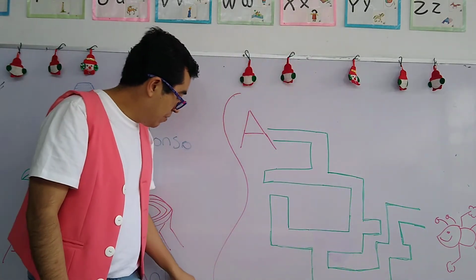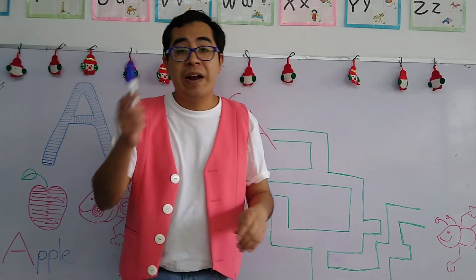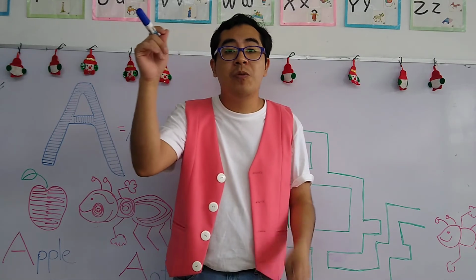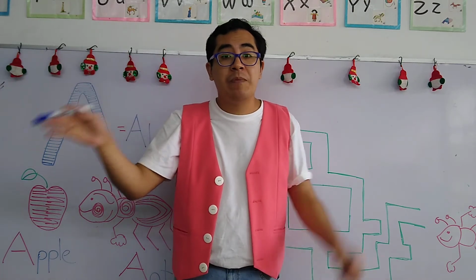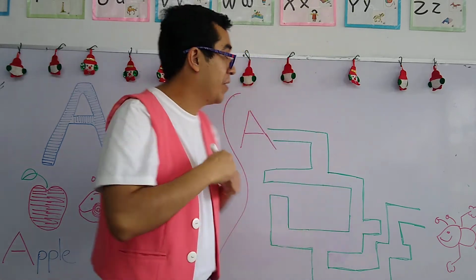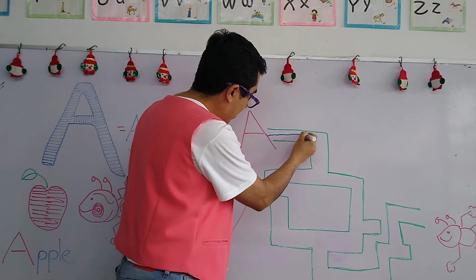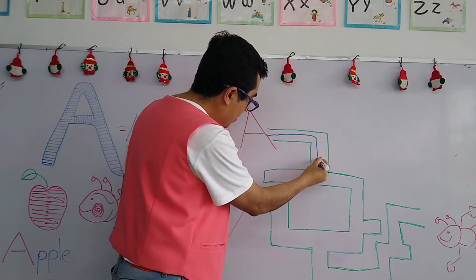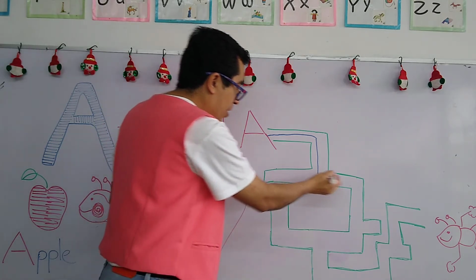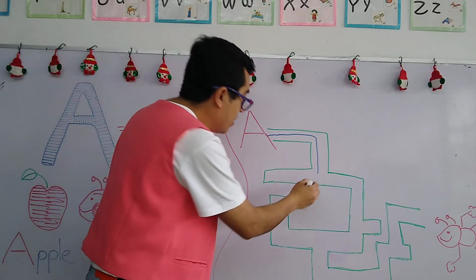For this, we are going to grab a color, we are going to use color blue, and once again you have to help the teacher because we have several forms to go through a maze. Tenemos varias formas de pasar por un laberinto, so you have to help the teacher. Let's start. So we commence right here, capital A. Okay, now under. Now you tell me which side, this one or this one? This one? Okay, let's see.